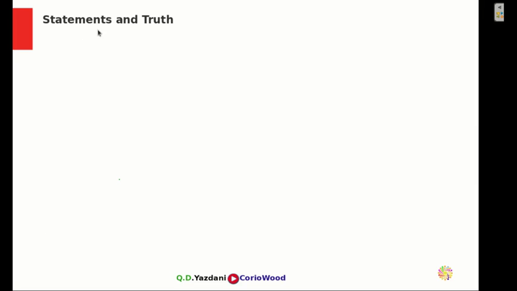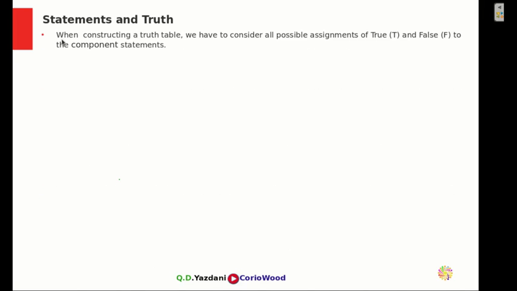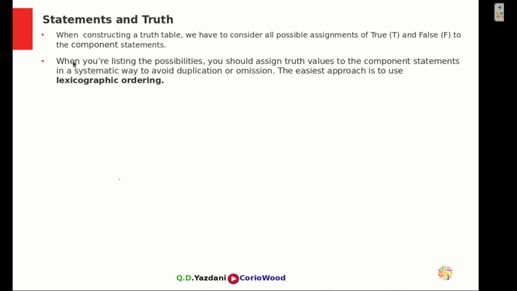Okay, so we continue with truth table statements and truth. When constructing a truth table, we have to consider all possible assignments of true and false to the component statements. When you're listing the possibilities, you should assign truth values to the component statements in a systematic way to avoid duplication or omission. The easiest approach is to use lexicographic ordering.